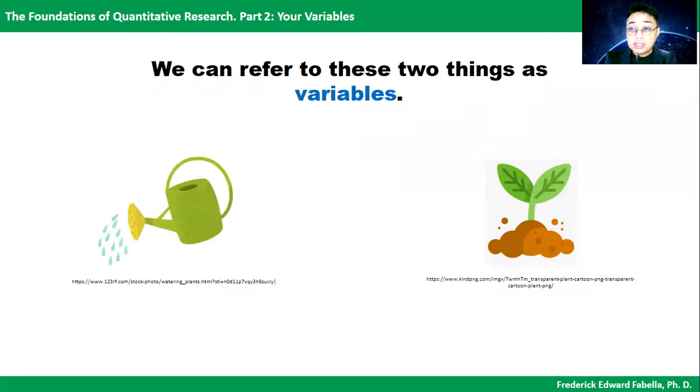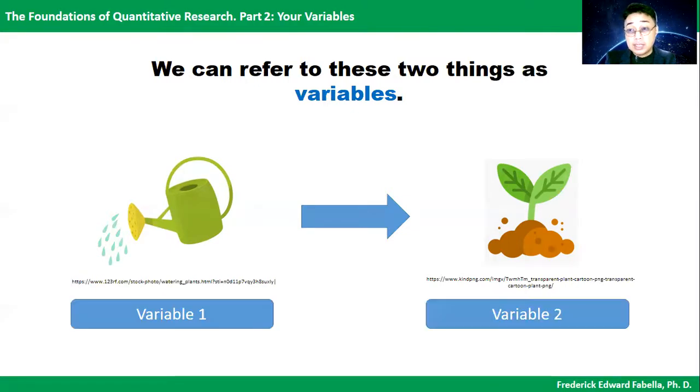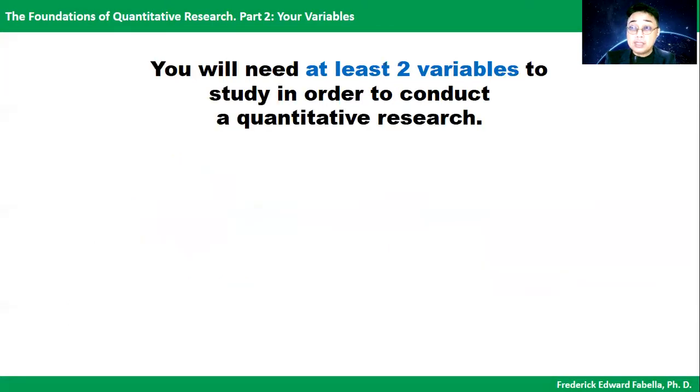So going back to our example, we have water and we have the growth of a plant. Now, we can try to imagine that perhaps there might be a relationship between the two, whether water affects the growth of the plant. Now, we can designate the water as variable 1, and we can designate the growth of the plant as variable 2. So you will need at least two variables to study in order to conduct a quantitative research.